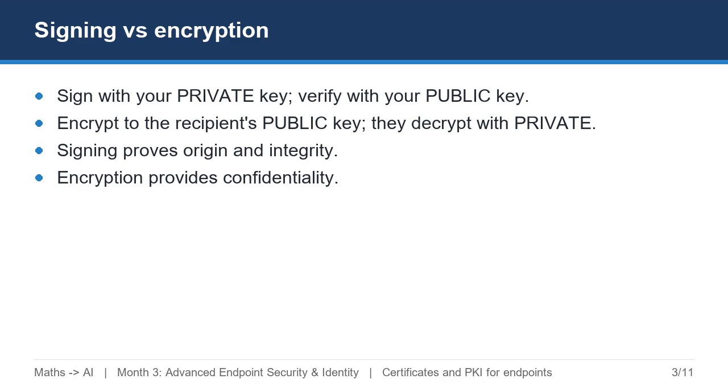Now, the single most important distinction. Signing and encryption use the key pair in opposite directions. To sign, you use your own private key, and anyone can verify with your public key. That proves the message came from you and wasn't tampered with. To encrypt to someone, you use their public key, and only their private key can decrypt it. Get this direction right and half of PKI suddenly makes sense.